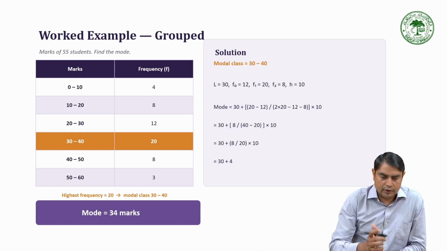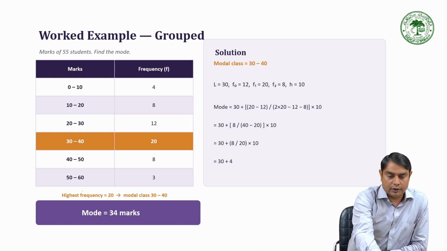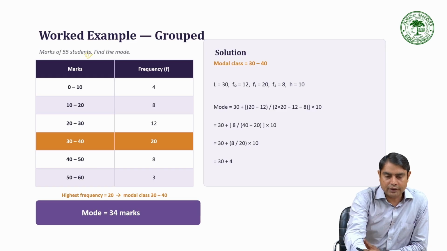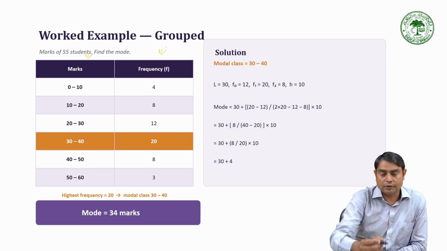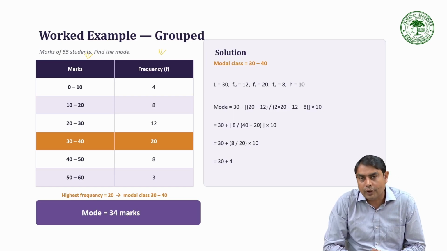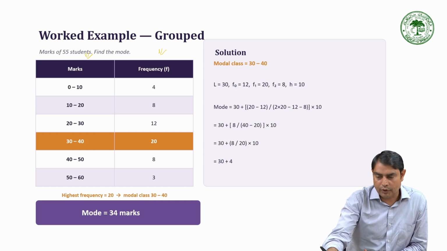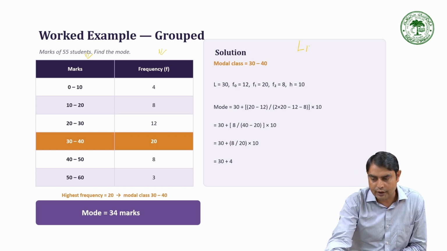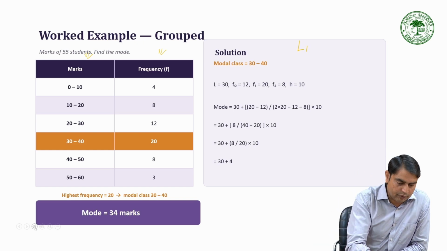So these are the values given in this column. My marks are given, and these are the frequency of the marks. How many students scored from 0 to 10: 4; 10 to 20: 8; 20 to 30: 12; 30 to 40: 20; and 40 to 50: 8. So what I have to do is apply the formula, where L1 is the lower limit of the modal class.